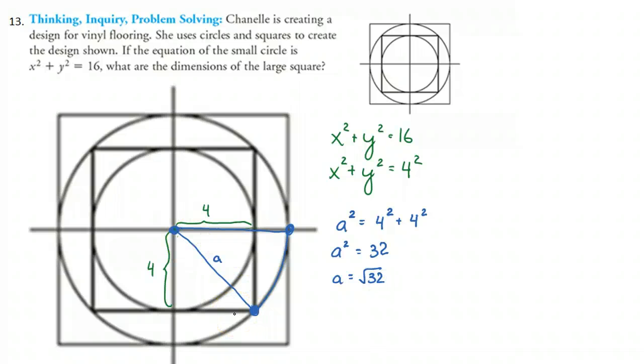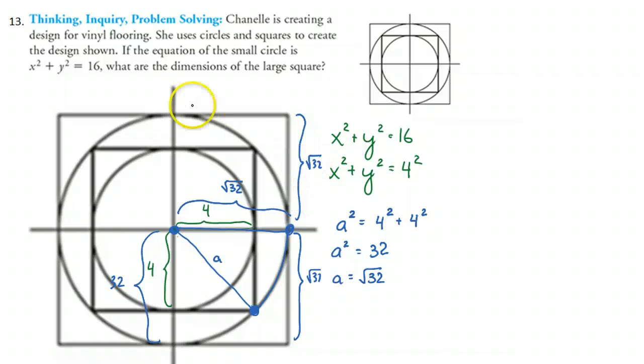So now that I have the length of A, that means that from here to here is the square root of 32, and from here to here is the square root of 32. Well, that means that the distance from here to here is root 32, from here to here is root 32, from here to here is root 32, and from here to here is root 32, because that goes over root 32. So therefore, we want to find the dimensions of the large square, and there they are.